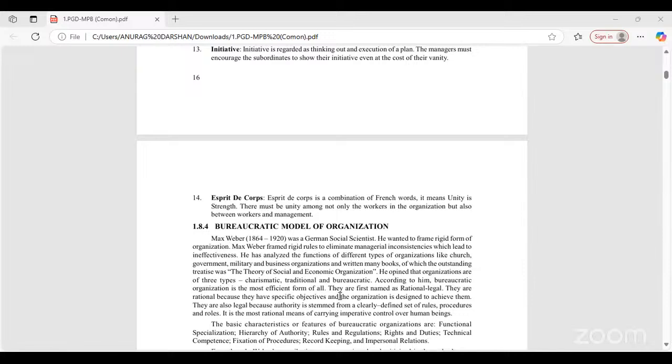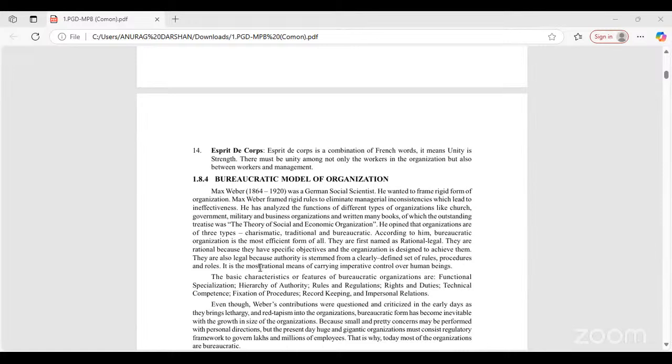And the last one is the Esprit de Corps. So Esprit de Corps is nothing but unity is strength. A single person might not achieve the desired result, but if a group of people are fighting for a cause, it can be any kind of justice, definitely the group will win. So always unity is the strength.